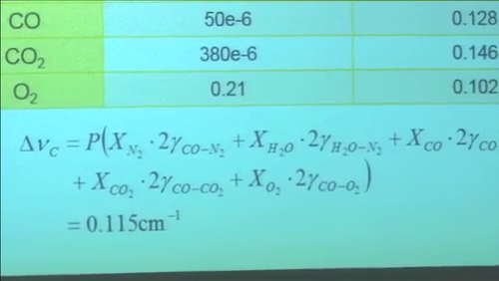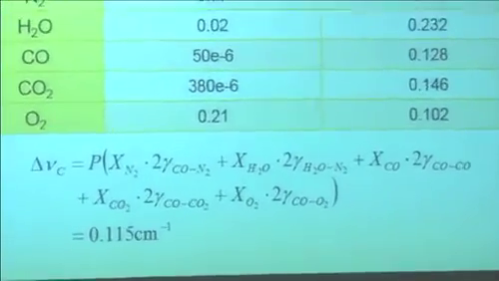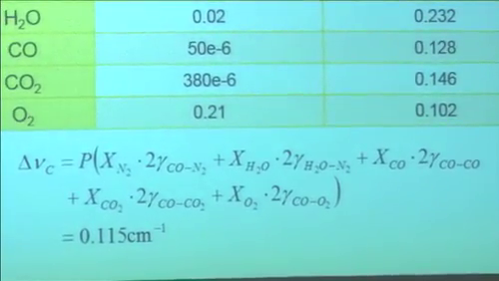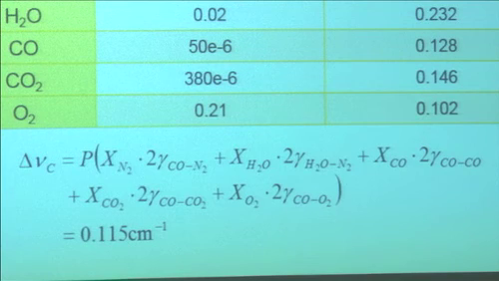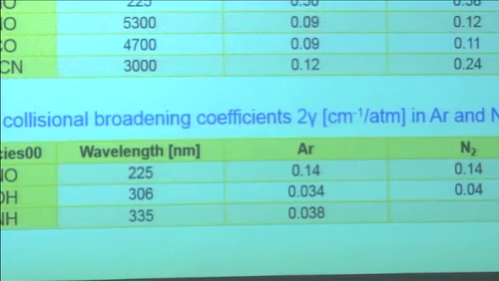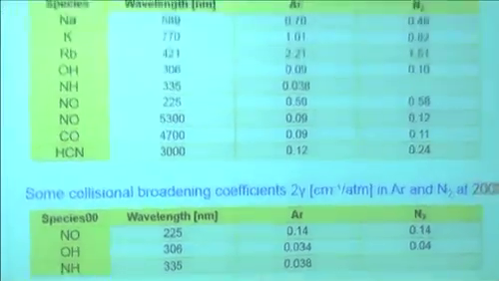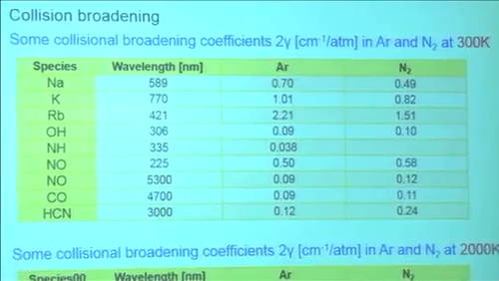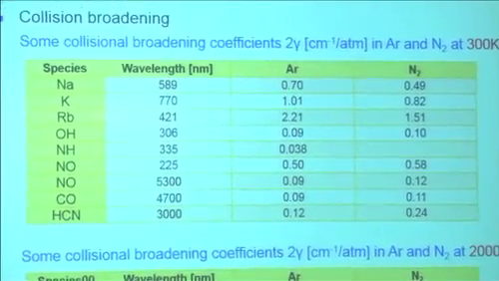Remember we had on an earlier slide something like 10 to the minus 4, 10 to the minus 5, 10 to the minus 10. So all this is telling you is that collision broadening is the dominant form of lifetime broadening. And here are some examples of different wavelengths and species and some broadening coefficients.